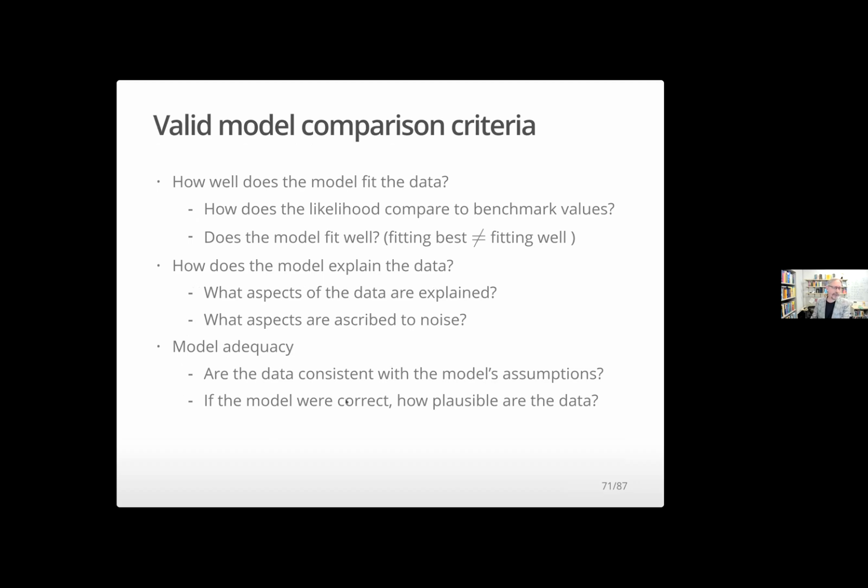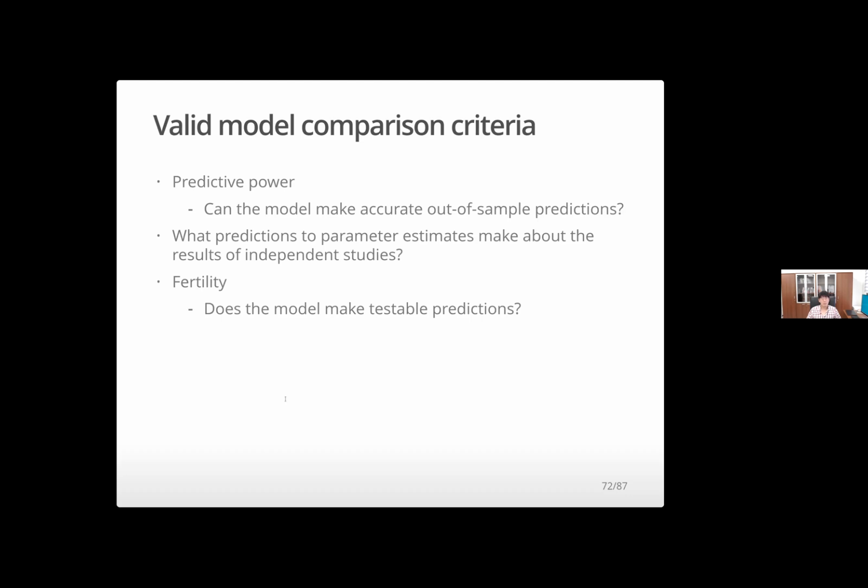And finally, there are various ways of getting at whether the model is adequate, in the sense that it's capable of actually explaining the data. Whether the data are actually consistent with the model assumptions, and whether, if the model were correct, the data would be a plausible realization of the model. One can go beyond this, and we're starting to go beyond this in a number of different infectious diseases, not having much success, as I would say, as a community, in actually making accurate out-of-sample predictions, but that's a much more sound way of trying to really evaluate how well the models work.